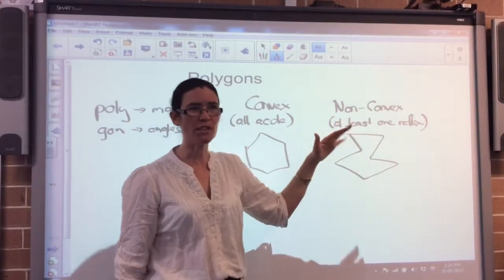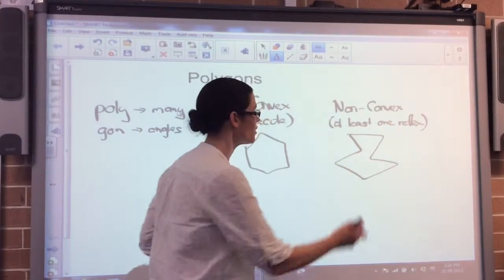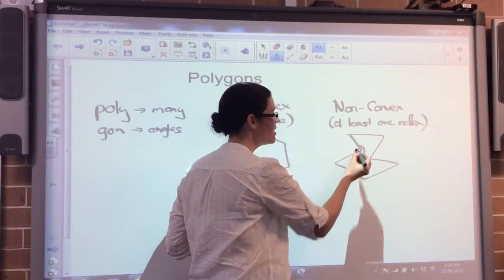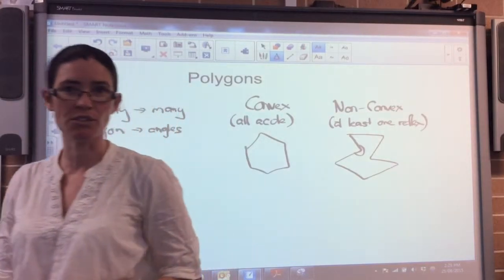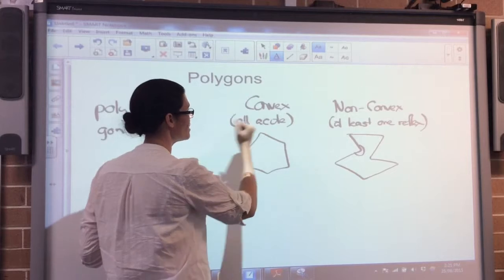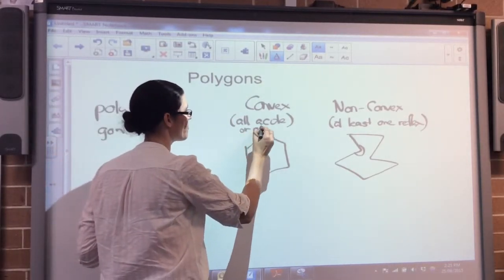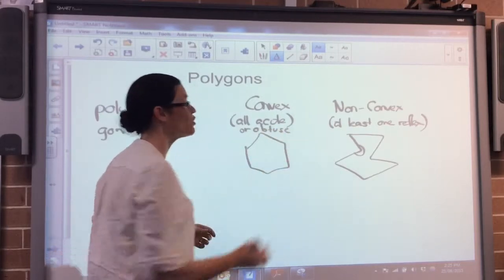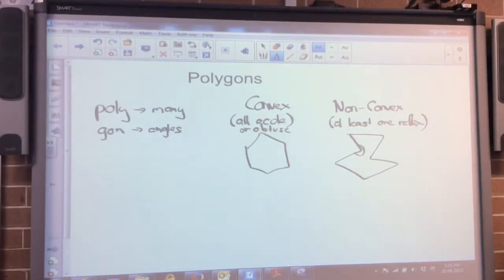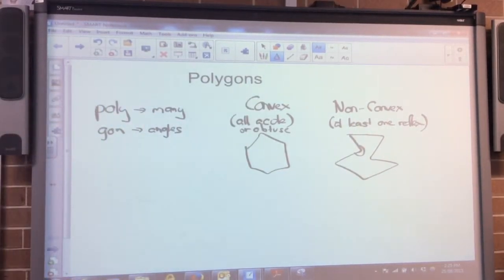Non-convex, this is revision, we've already covered this. Non-convex has at least one reflex angle. So can we see this angle inside here is more than 180 degrees. Okay? So in a convex, it's not all acute, is it? They're all either acute or obtuse. So you can have obtuse angles in there, but they can't be more than 180. As soon as the interior angle is more than 180, it's non-convex, which is reflex.